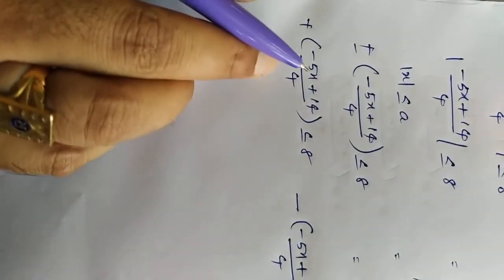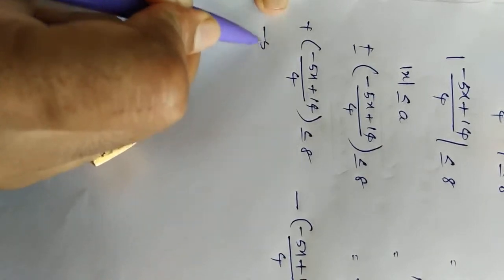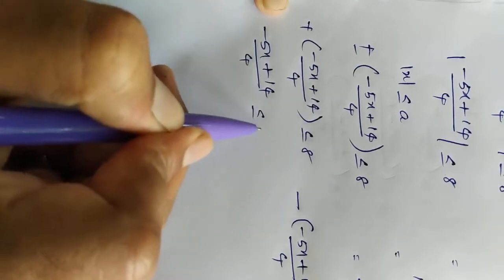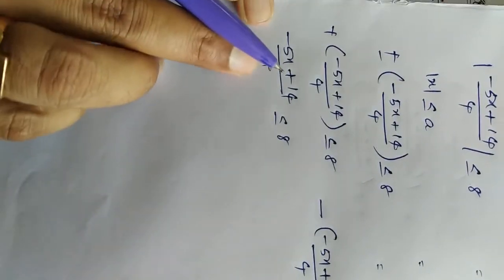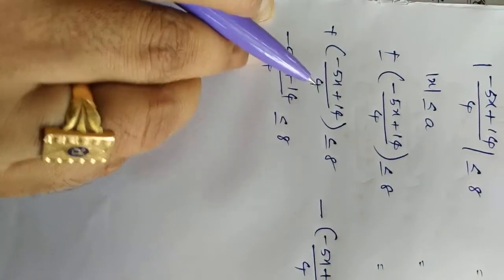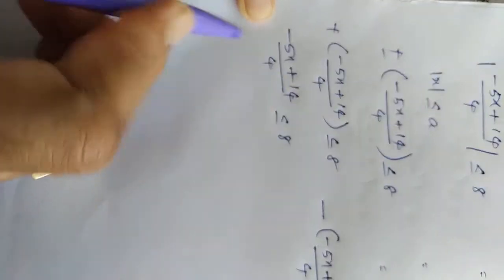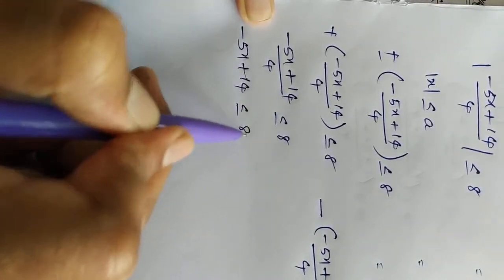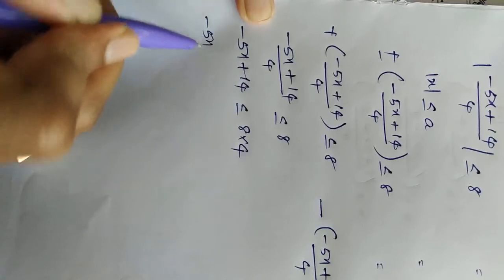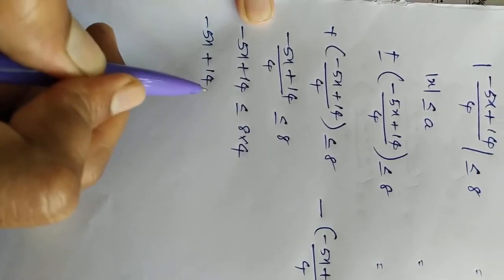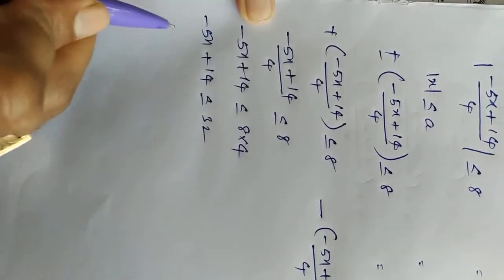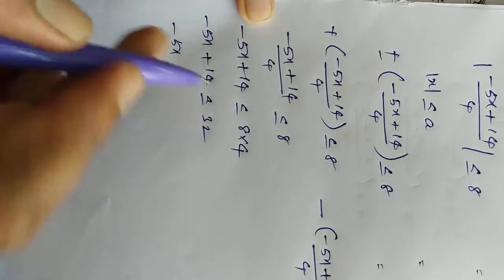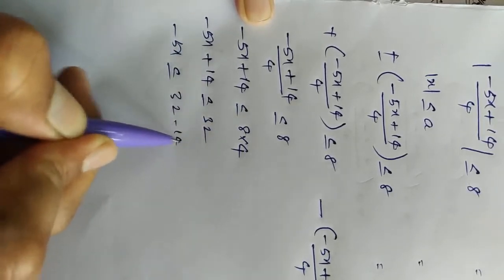Now simplify the first one. Minus 5x plus 14 divided by 4 is less than or equal to 8. This 4 is in the denominator, so move it to the right side in multiplication. Minus 5x plus 14 is less than or equal to 8 into 4, which is 32. So minus 5x is less than or equal to 32 minus 14, as 14 is moved to the right side.